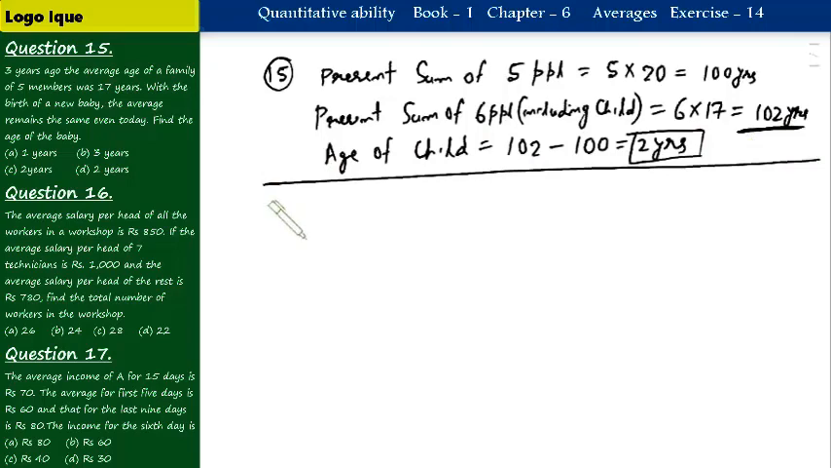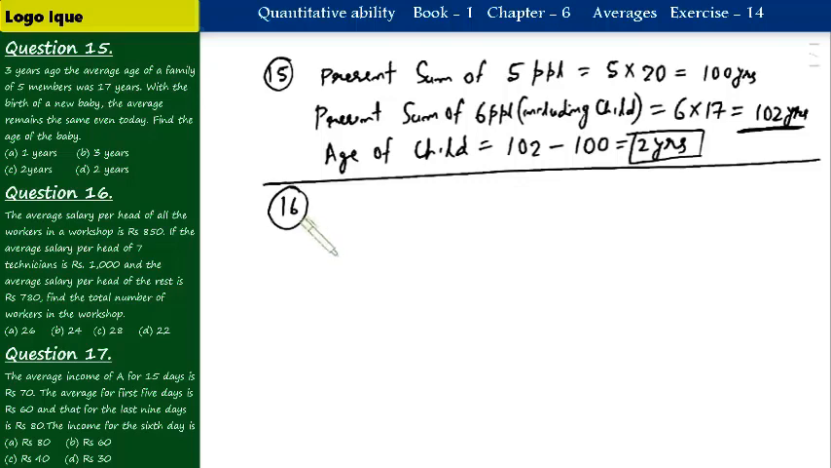Now question number 16. It says the average salary per head of all the workers in a workshop is rupees 850. The average salary per head of 7 technicians is 1000 and the average salary per head of the rest is 780. Find the total number of workers in the workshop.